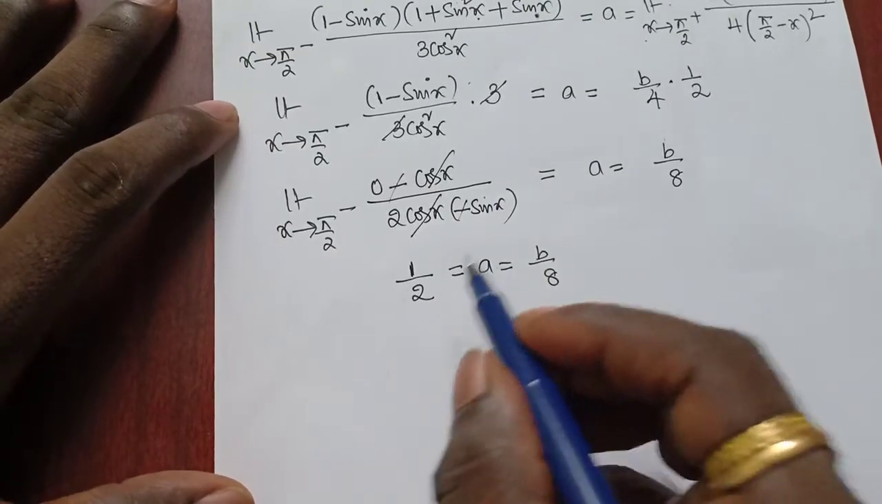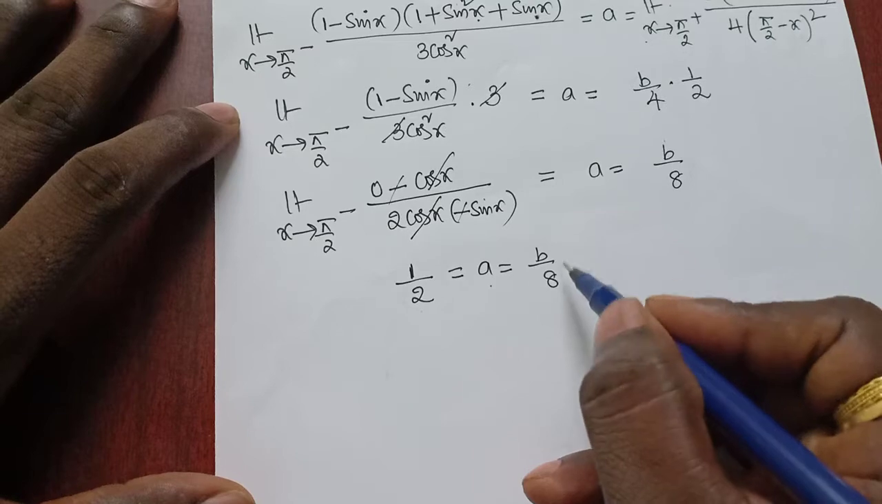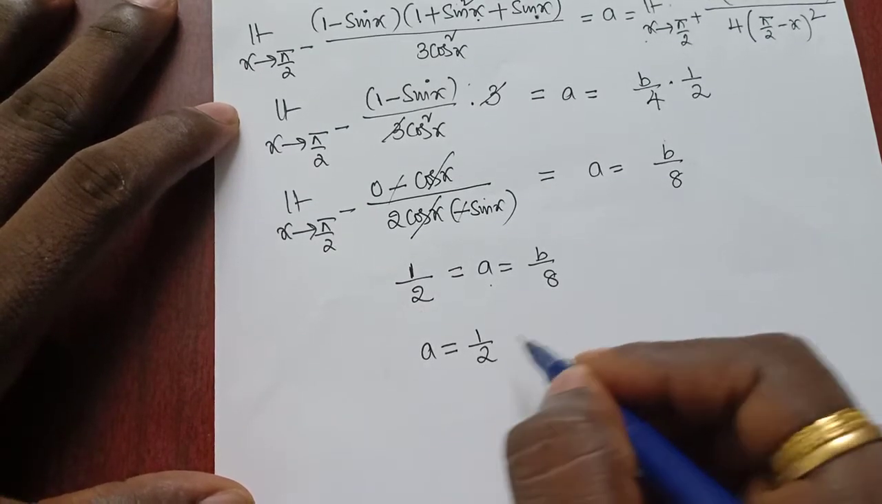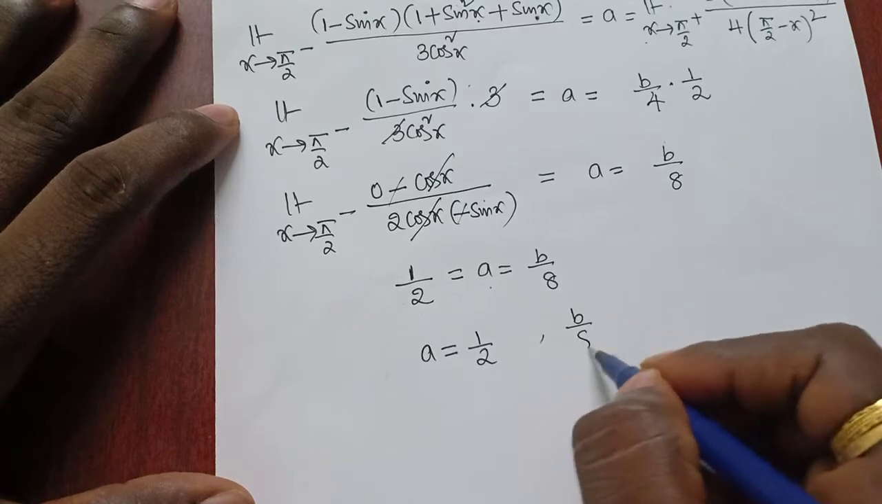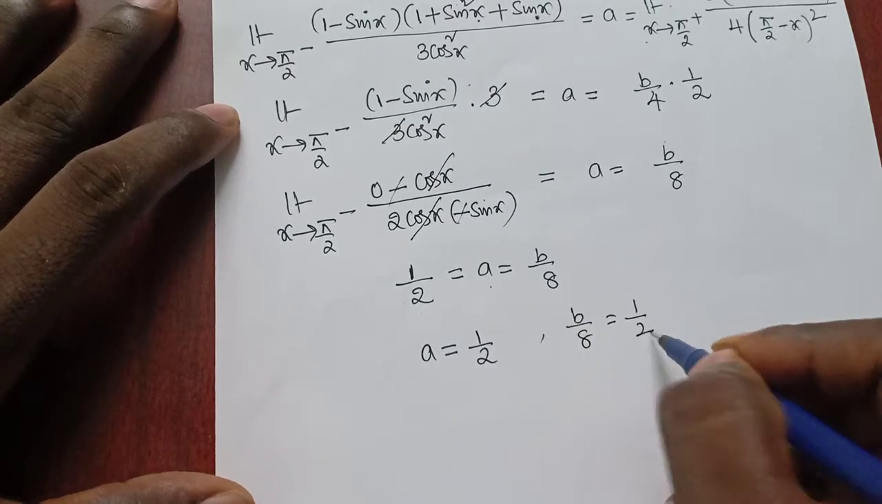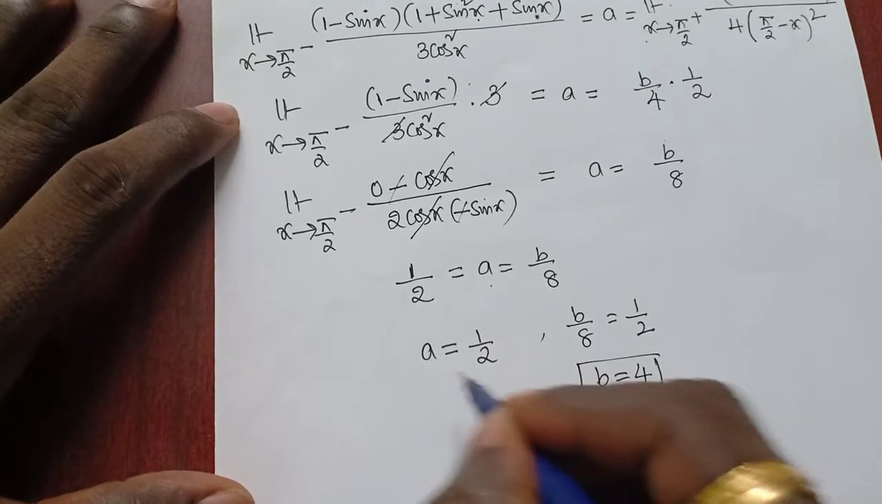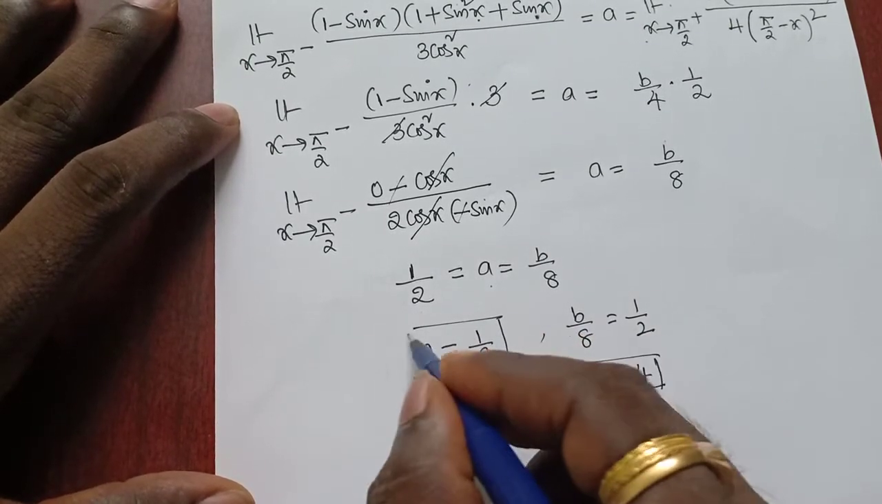Now see, 1 by 2 equals a, which equals b by 8, so a equals 1 by 2, and b by 8 is equal to 1 by 2, which is nothing but b equals 4. This is the final answer.